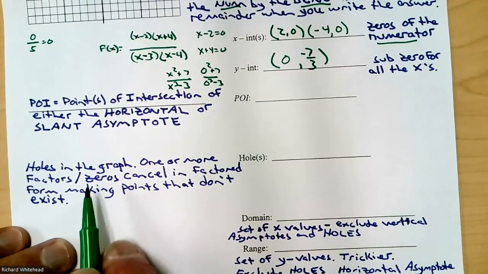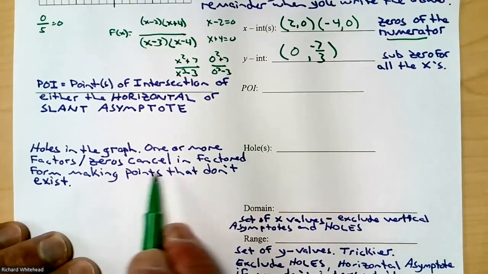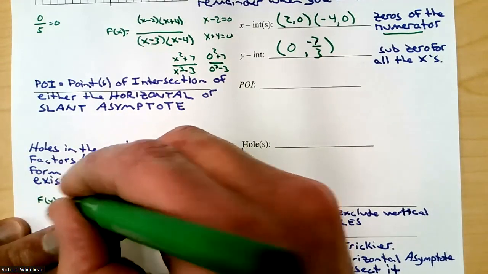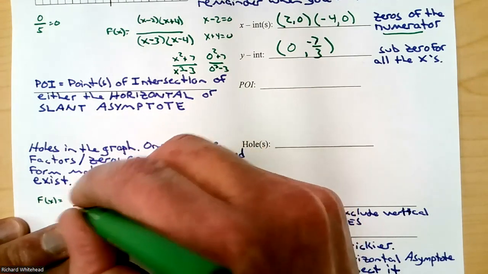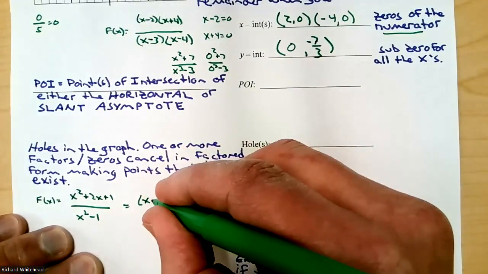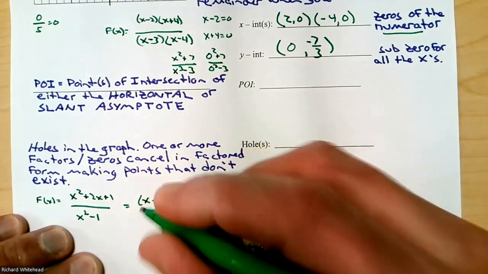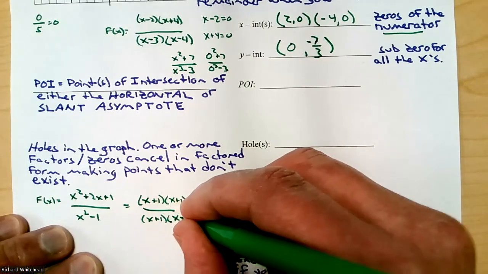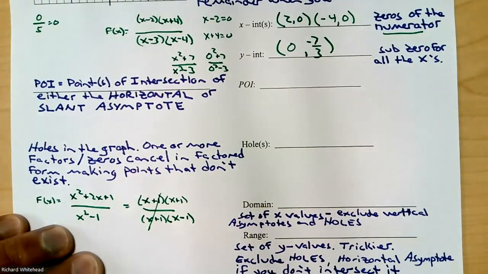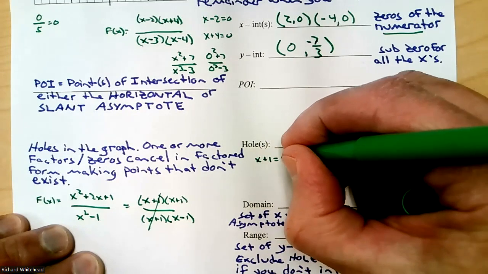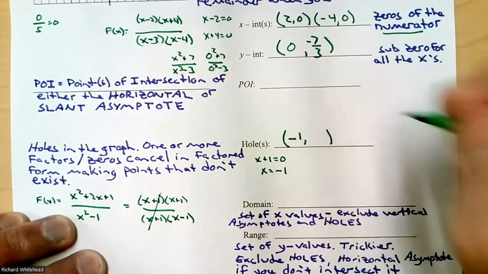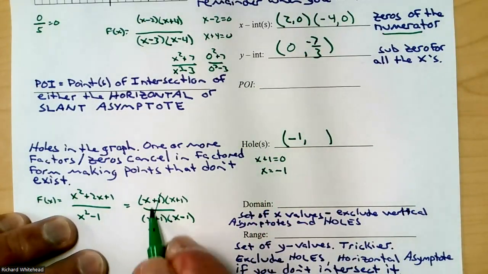Holes in the graph. I think y'all did this in Algebra 2. This is where you get some factoring and canceling. So if you had something like f of x equals x squared plus 2x plus 1 over x squared minus 1, that factors into x plus 1 squared over x plus 1 times x minus 1. So you'd say, look, that cancels. So what's the 0 of the part that canceled? The 0 of the part that canceled is -1. So that means you're going to have a hole in the graph when x is -1, because that's the 0 of the part that canceled.